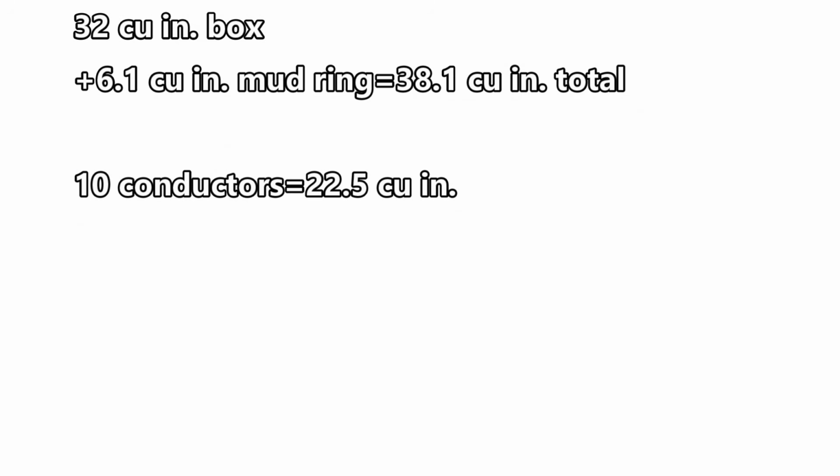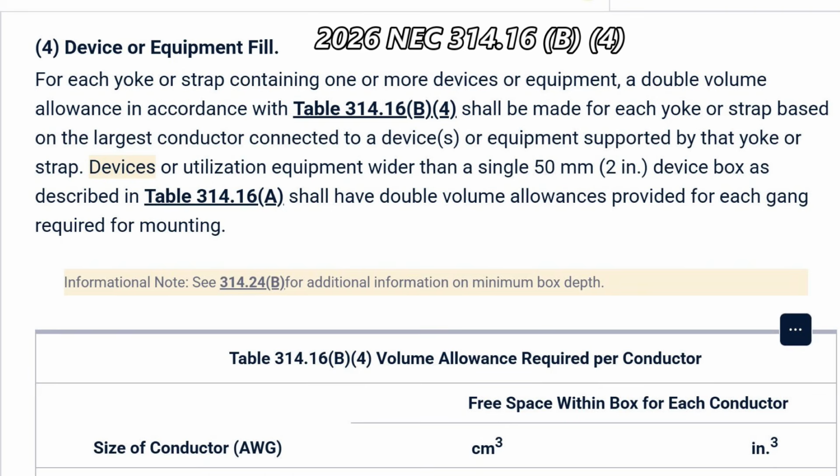So far we have a 32 cubic inch box and a 6.1 cubic inch mud ring for 38.1 cubic inches total. And we have 10 conductors, which equals 22.5 cubic inches. We're doing real well so far. Now let's find out how much we have to allow for the switch and the receptacle.